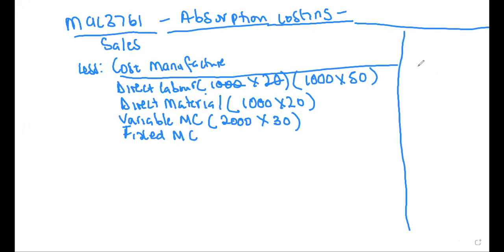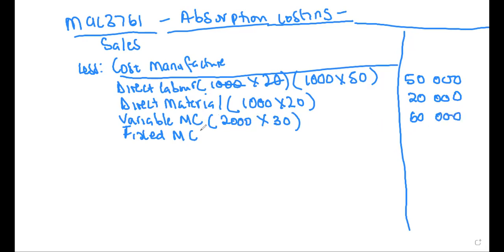Let's have our figures. Let's assist each other to do the calculation. The first one is going to be how much? 50,000. Then this one is going to be how much? It's going to be 20,000. Then this one is going to be 60,000.